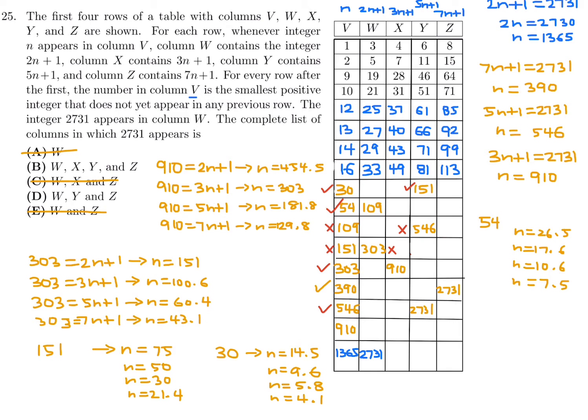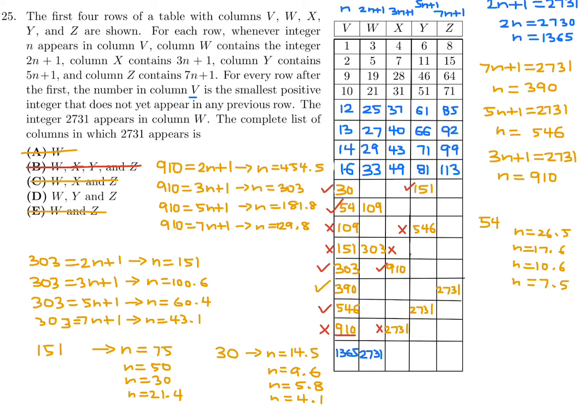And since the 910 does indeed appear there, it cannot, therefore, appear here in the V column, since it's already been there. And therefore, if you were to do the 3n plus 1 and try to make it into 2731, there's no way it would go there. Since 910 does not appear there, the 2731 would not appear there. So that shows that it does not appear in X.